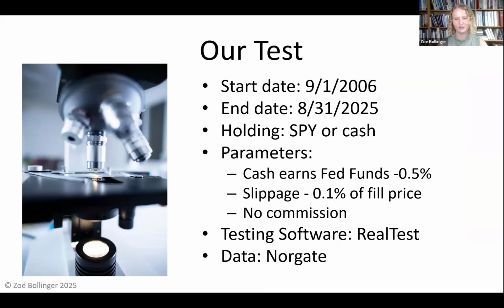So, all the preludes aside, here's our actual demonstration test. I'm going to break all my rules and show you a really long test just to illustrate the system. Obviously not how you would test if you were going to run the system. So I'm using that same 20-year time period as of last month end. We're doing that long-or-cash rule, so we're either holding the S&P 500 or we're holding cash. And the same parameters as for the relative strength. When we're in cash, we're earning 0.5% less than the Fed funds rate. We have slippage and we don't have commission, using Real Test and Norgate data.